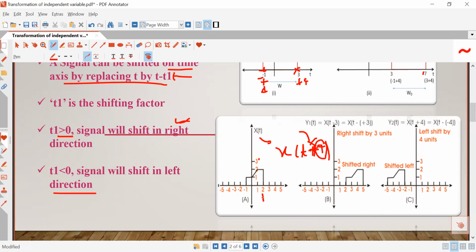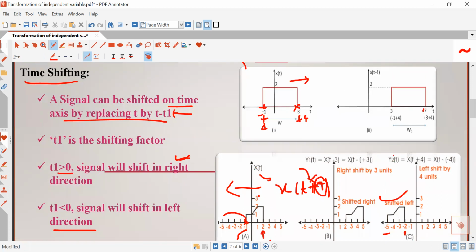So this point 2 now will be 2 minus 4, because now the signal is shifted in the left direction. 2 minus 4 will be minus 2. So its starting point will be minus 2. And this point, minus 1 minus 4, will be minus 5. So this point now will shift to minus 5. So you will get this signal. So in this way you can shift the signal either in the left or right direction.